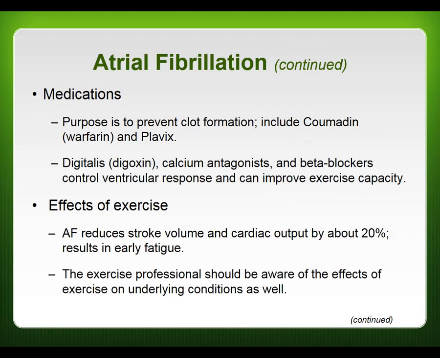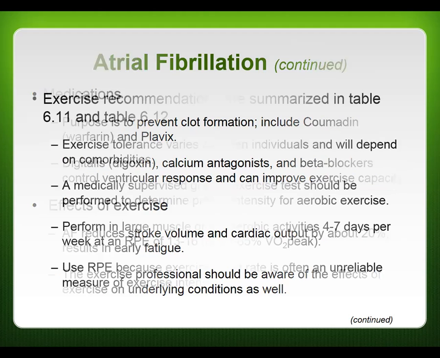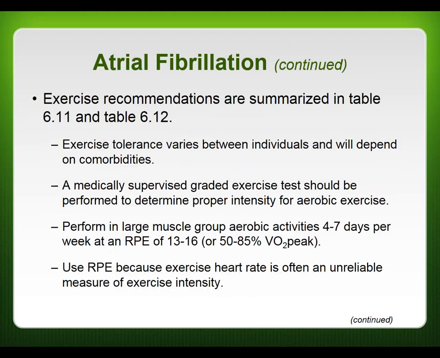Digoxin, calcium antagonists, and beta blockers control ventricular response and can improve exercise capacity. AFib reduces stroke volume and cardiac output by about 20%, and results in early fatigue. Exercise professionals should be aware of the effects of exercise on underlying conditions as well. Again, 611, 612 for all the recommendations.